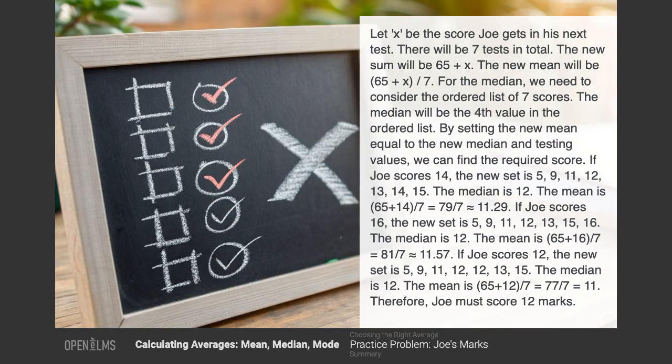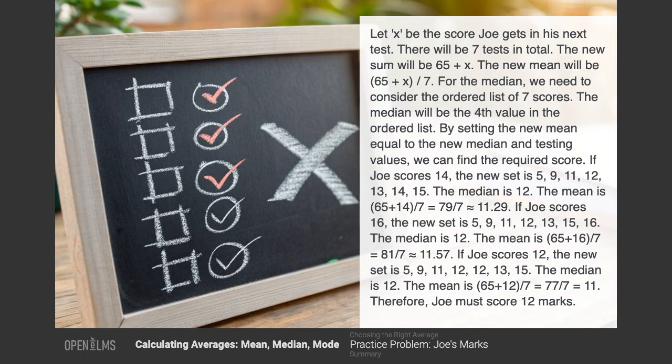Let X be the score Joe gets in his next test. There will be 7 tests in total. The new sum will be 65 plus X. The new mean will be (65 plus X) divided by 7. For the median, we need to consider the ordered list of 7 scores. The median will be the 4th value in the ordered list. By setting the new mean equal to the new median and testing values, we can find the required score.